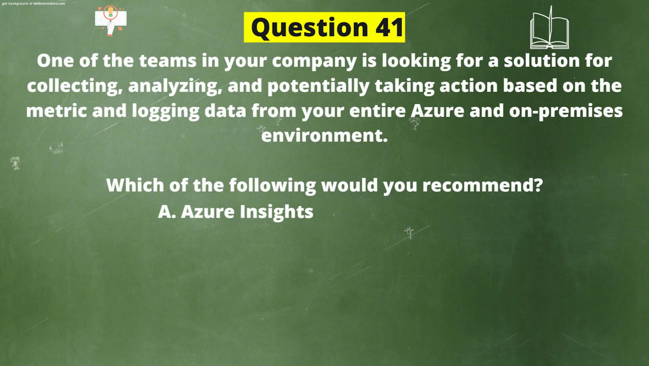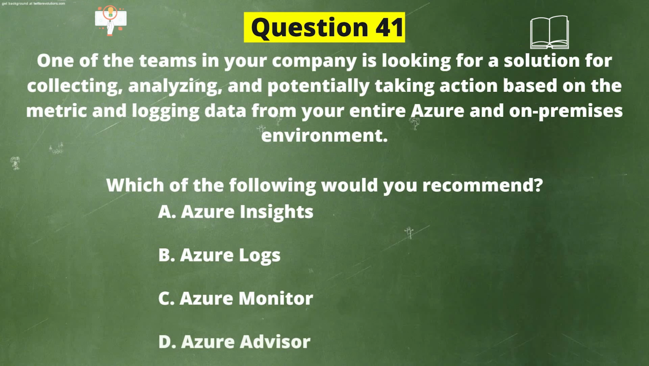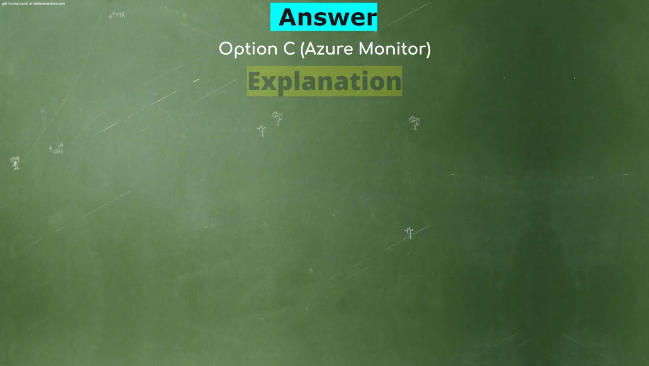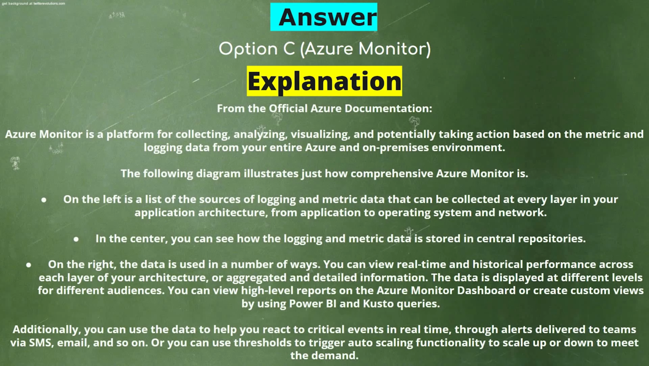Option A, Azure Insights. Option B, Azure Logs. Option C, Azure Monitor. Option D, Azure Advisor. And the correct answer is option C, Azure Monitor. Explanation. From the official Azure documentation, Azure Monitor is a platform for collecting, analyzing, visualizing, and potentially taking action based on the metric and logging data from your entire Azure and on-premises environment.